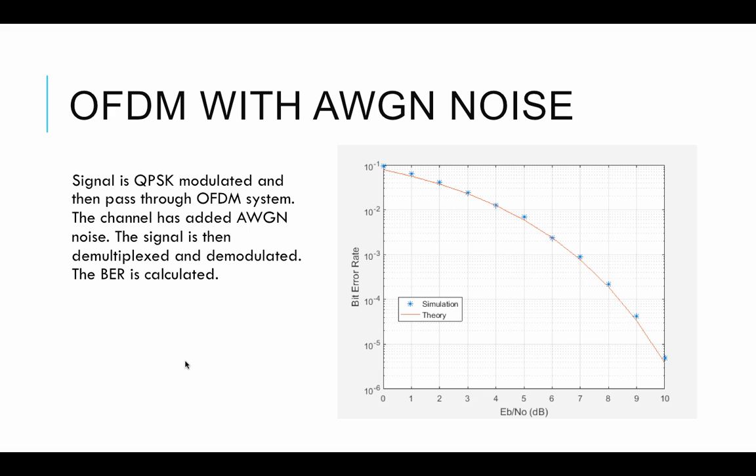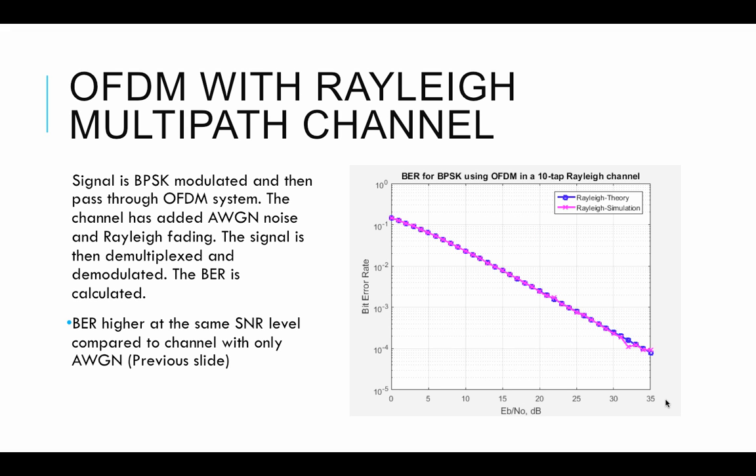We have simulated a simple OFDM system with only white Gaussian noise, and we can see here the bit error rate is pretty low with respect to the signal-to-noise ratio. This is passed through a QPSK modulation, and we're going to compare it with the next simulation we did.